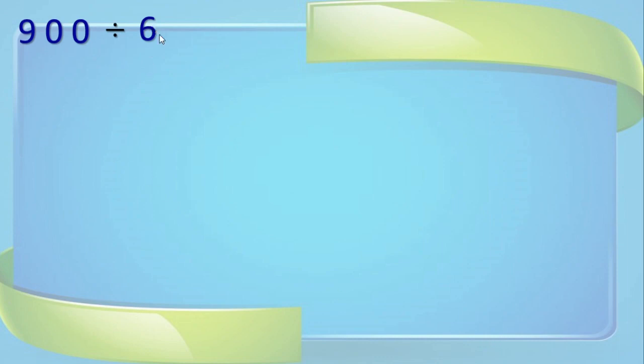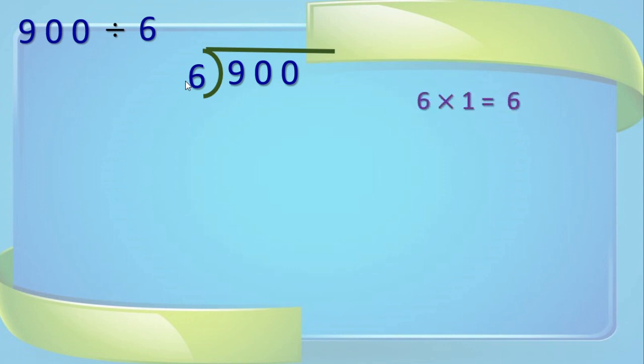900 divided by 6. This is a little different one. Here 0 is there in the unit place, 0 in the tens place, and only 9 in the hundreds place. Okay. We will go through first 900 divided by 6. 6 ones are 6. Correct?